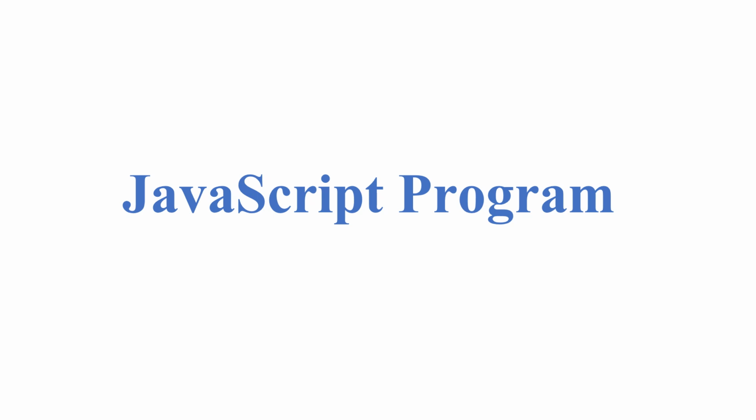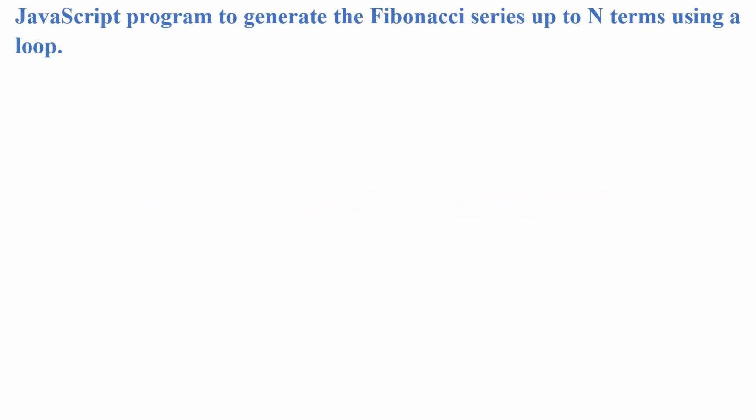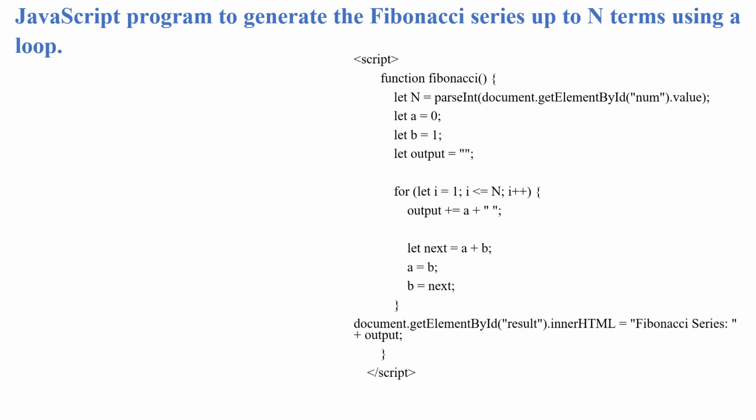In this session, we'll see a few more programming examples related to JavaScript. Let's say, a JavaScript program to generate the Fibonacci series up to n terms. N can be any number. The initial values for the Fibonacci series are 0 and 1. The third value can be generated by adding the previous two numbers.